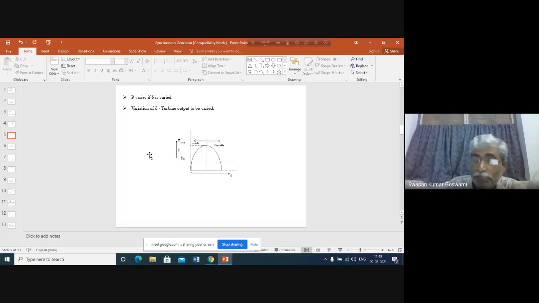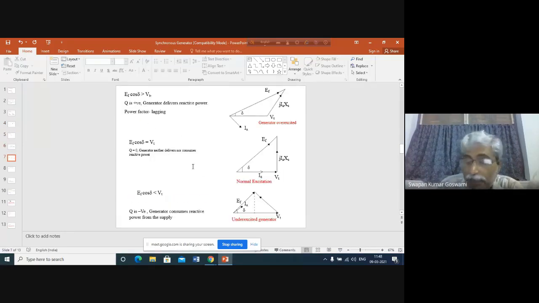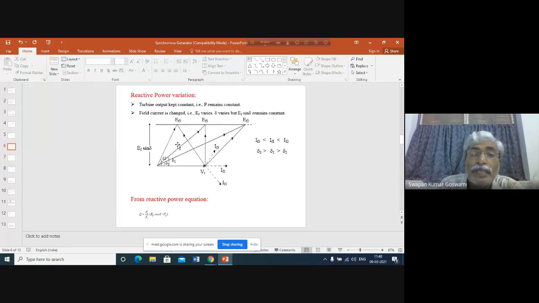Now what happens if the field current is changed? Let us see the phasor diagram that we have drawn here. Assume that this was EF1, the initially generated voltage vector. The terminal voltage is constant. So if this is the terminal voltage and this is the induced voltage, then, neglecting the resistance of the generator, this will be the vector IA into XS, armature current into synchronous reactance.